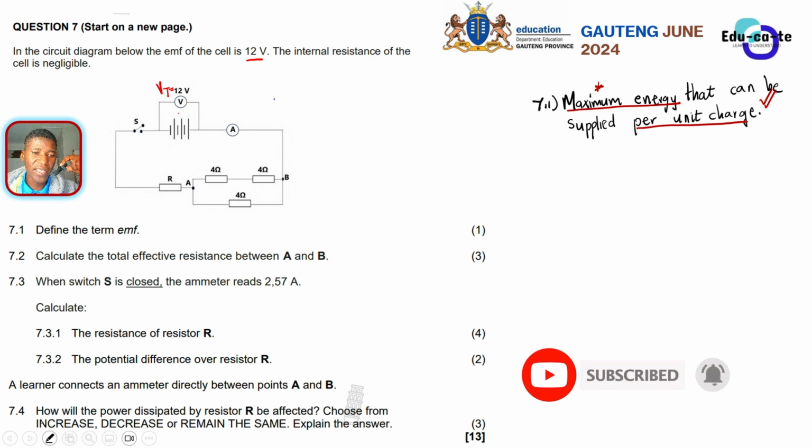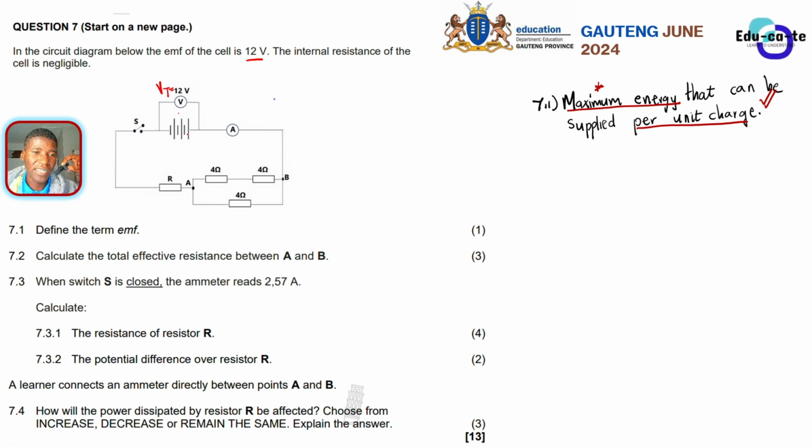We start with the positive and negative terminals first. This is the negative terminal. This is the positive terminal. So this means that the current is flowing from this positive terminal. This is the total current. And then it flows into this ammeter.